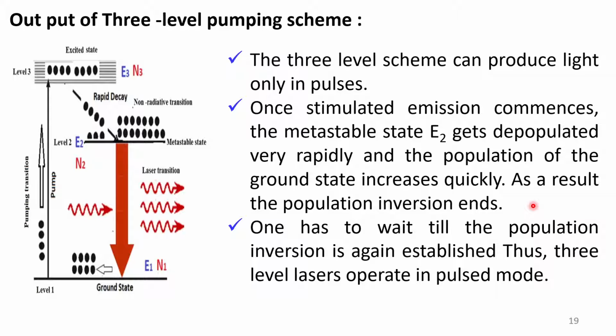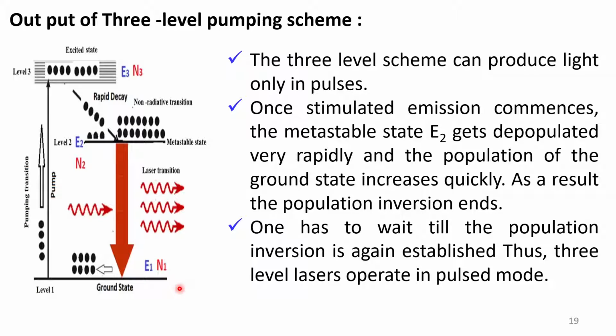That means, during the transition from the metastable state to the ground state, more atoms will accumulate at the ground state, and the number of atoms becomes greater as compared to the metastable state, and hence the population inversion will end there.